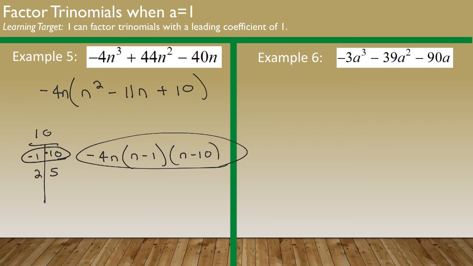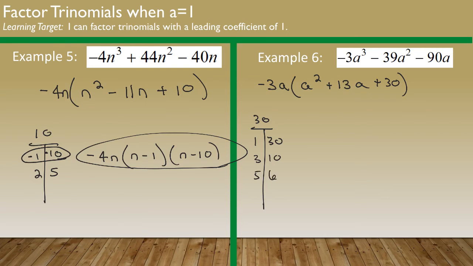Again, make sure you pull that negative out if there is a negative there. There's also an a in every term. Okay, so I'm left with a squared. Negative 39 divided by negative 3 is going to be plus 13a, and then positive 30. So I want factors of 30 that are going to add to make 13. So 1 and 30, 3 and 10, or 5 and 6. 3 plus 10 is 13. So my factors are negative 3a times a plus 3 times a plus 10.